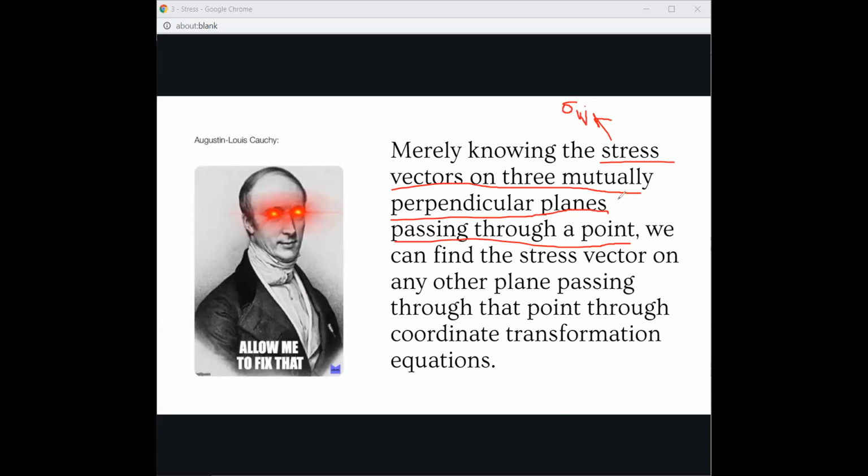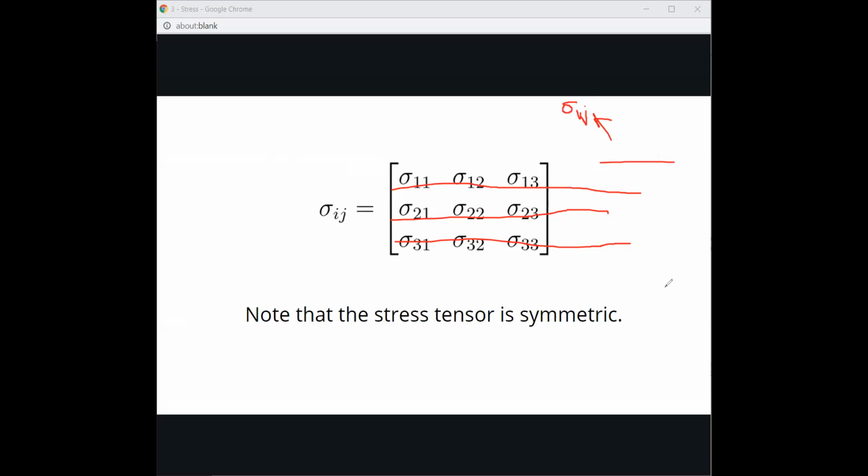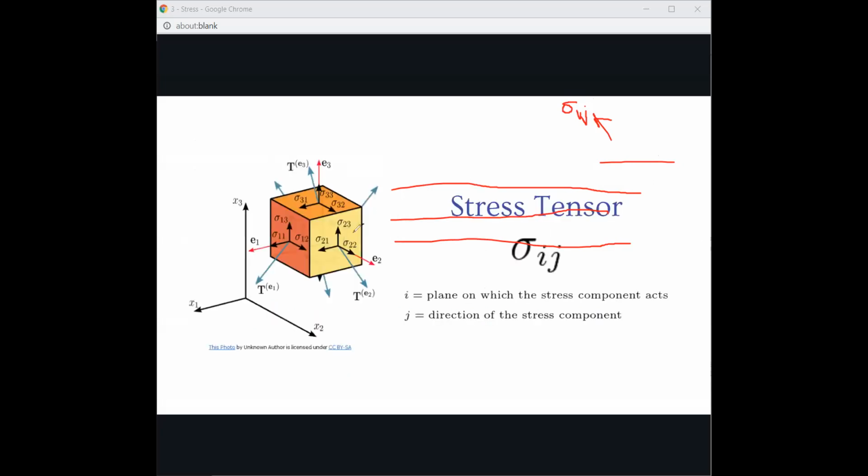Kung babalik tayo doon sa definition niyan, yan oh. That's it, right? These are the stress on mutually perpendicular directions passing through a point, which is this stress block. Ayan.